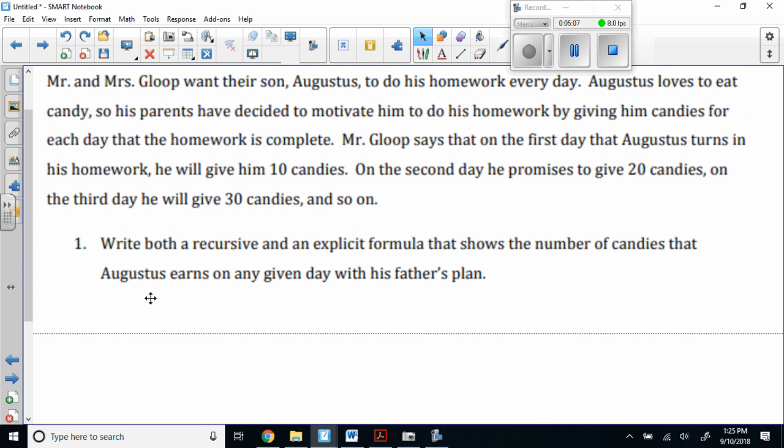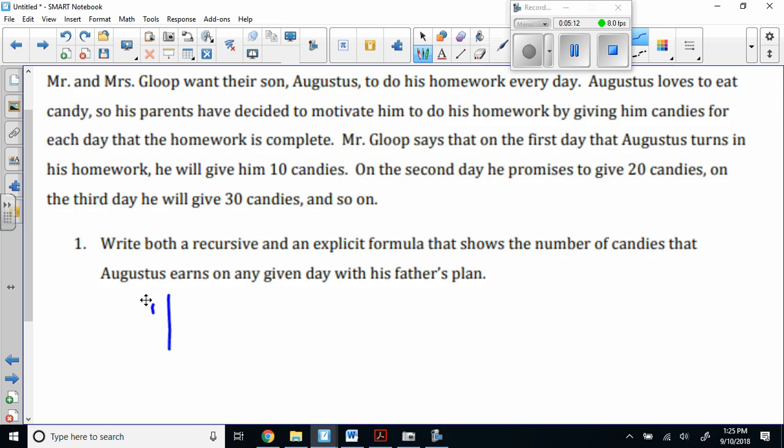Okay, so what is A1? 10. How do you know A1's 10? Because that's the first day. On the first day of Christmas, he gave him 10 candies. Yeah, okay. Now, on the second day, it was how much? And then the third day, it was what?